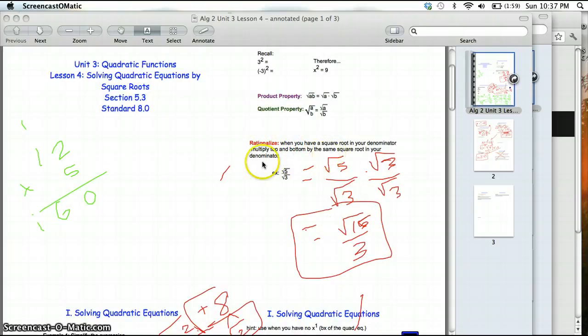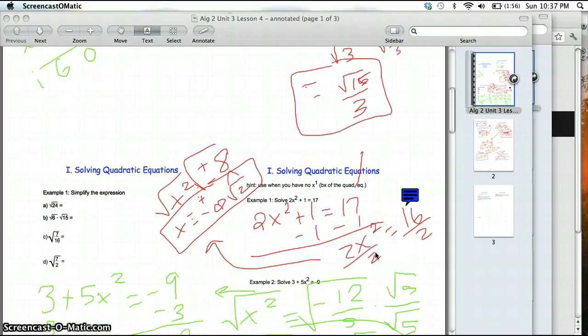When you have a square root in your denominator, multiply the top and the bottom by the same square root in your denominator. So our example here is the square root of 5 divided by the square root of 3. Now again, you can't have a square root on the bottom. So what you have to do is multiply the top and bottom by this bottom number. So here I multiplied by the square root of 3 divided by the square root of 3. So we multiply the top, so the square root of 5 times the square root of 3 is the square root of 15. And then the two bottoms here, the squares cancel themselves out, so we just have divided by 3. So our answer here is the square root of 15 divided by 3.